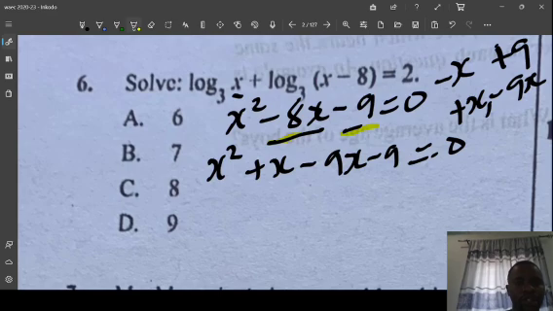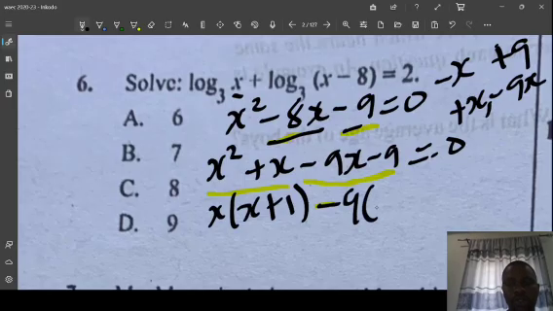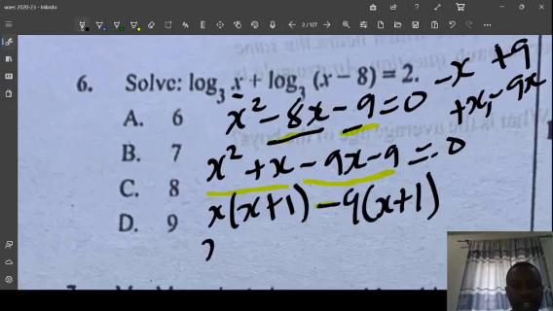I can bring out what is common here. x is common here. So I'm going to have x into x plus 1. And then in this other direction, if you notice these two terms, including the minus sign here, minus 9 is common to both of them. So I'm going to bring out minus 9, all right, minus 9 into, this becomes x plus 1, all right. So I can factorize further.